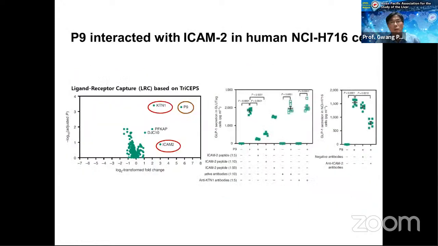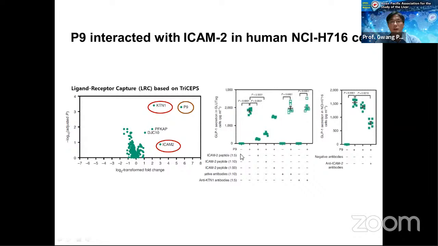So we tried to investigate further what the molecular mechanism is. P9 was released from Akkermansia muciniphila. Akkermansia muciniphila lives near the mucus, very close to the gut epithelia. So what is the molecule that recognizes P9? We did a ligand receptor capture technique based on trifunctional cross-linkers. We identified the potential bindings of KTN1 and ICAM2.